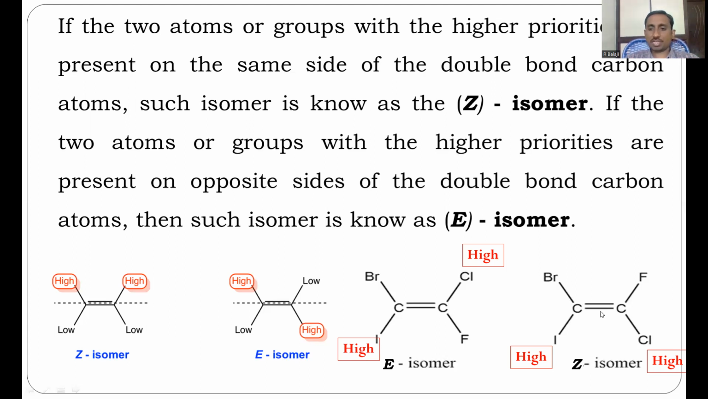And coming to the next possibility, here iodine is the higher priority, and on the second carbon chlorine is the higher priority. Both high priority groups are present on the same side of the double bonded system. It is called a Z isomer.